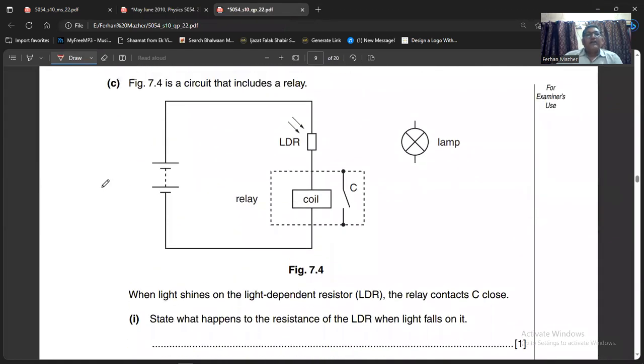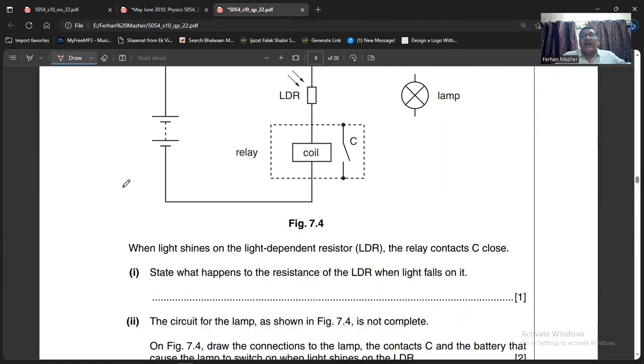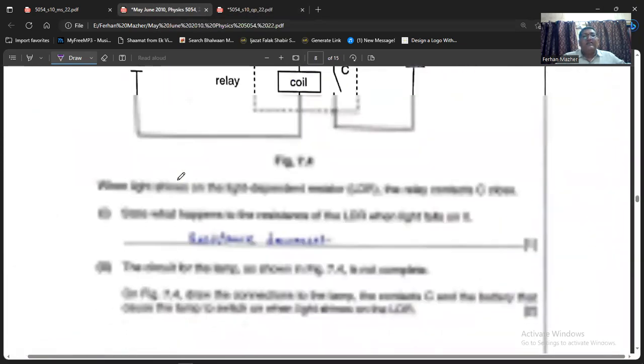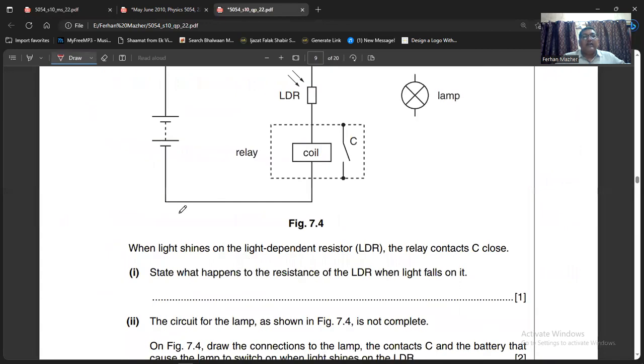Okay, here we have question number 7, C part. It says figure 7.4 is a circuit that includes a relay. When light shines on the light-dependent resistor, LDR, the relay contact C closes. State what happens to the resistance of the LDR when the light falls on it. When the light falls on the LDR, the resistance of the LDR decreases. So the resistance of the LDR will decrease.